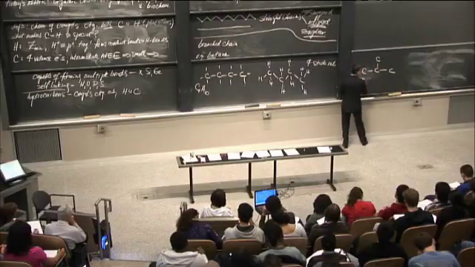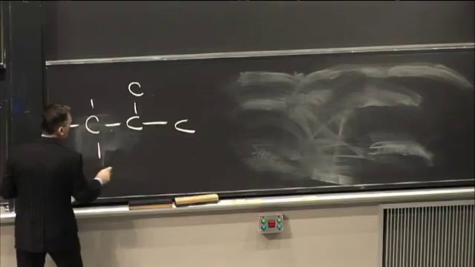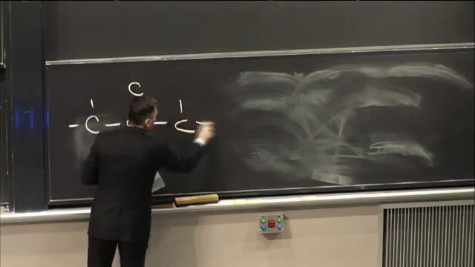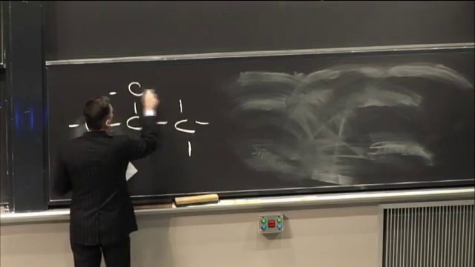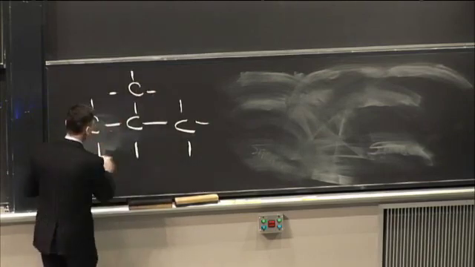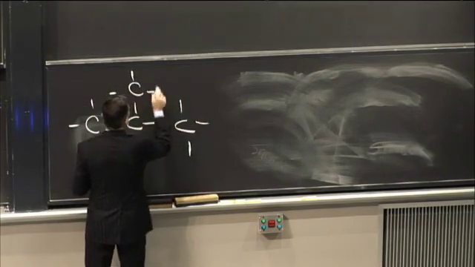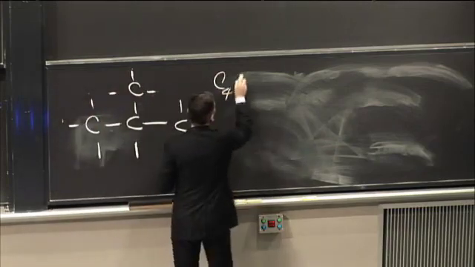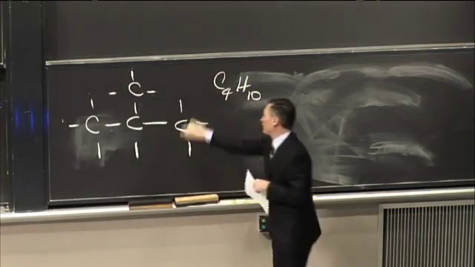So 4-stick rule. 1, 2, 3, 4. Now let's count the hydrogens. 1, 2, 3, 4, 5, 6, 7, 8, 9, 10. This is C4H10. But it's a different molecule.